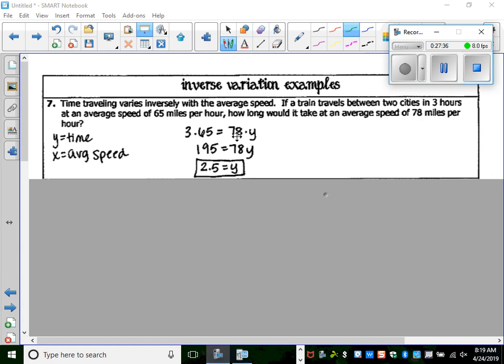When it says how long, that means we don't know, so we leave the variable. So 3 times 65 is 195. 78 times y is just 78y. Divide by 78, you should have 2.5. And that's going to be hours. They should say hours, so just write hours in.